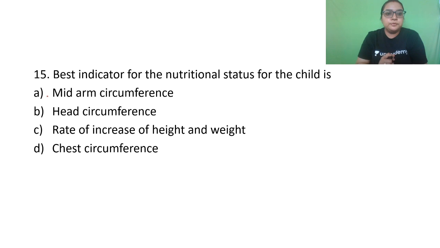Very good. Best indicator for nutritional status for a child: mid-arm circumference, head circumference, rate of increase of height and weight, or chest circumference.